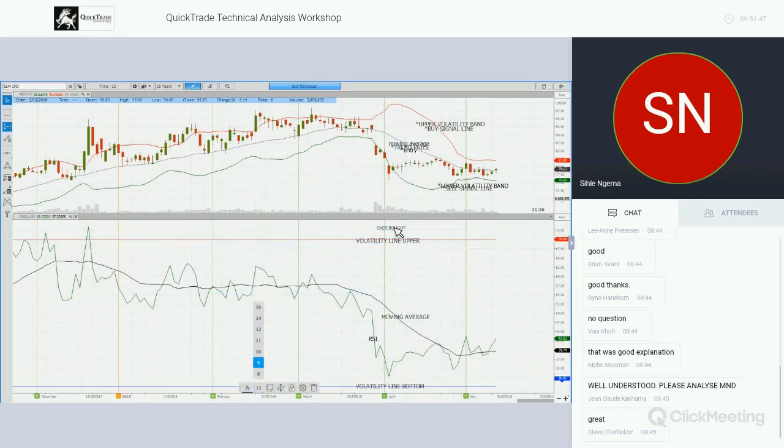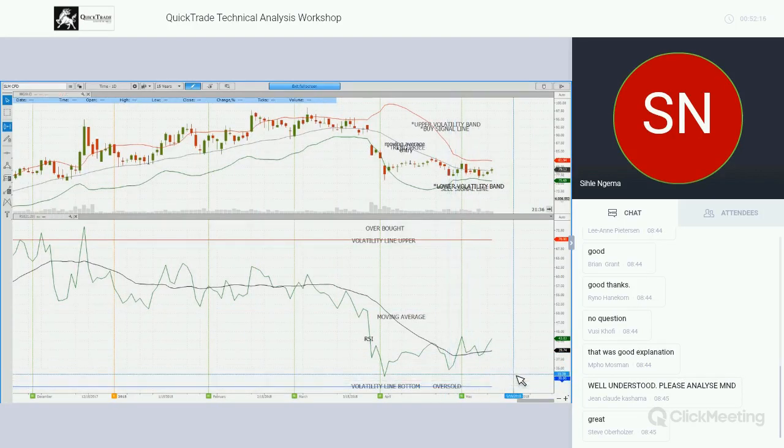This is our overbought zone if our RSI indicator is currently moving above our upper volatility line. And if our RSI indicator is moving below our 30 line or our bottom volatility line, then we tend to say that our share has been oversold. Now, you need to be very careful with regards to loosely using these terms overbought and oversold, because when our RSI indicator is moving above our upper volatility line, which is overbought, it does not mean that the share has been overbought. We need to start selling.